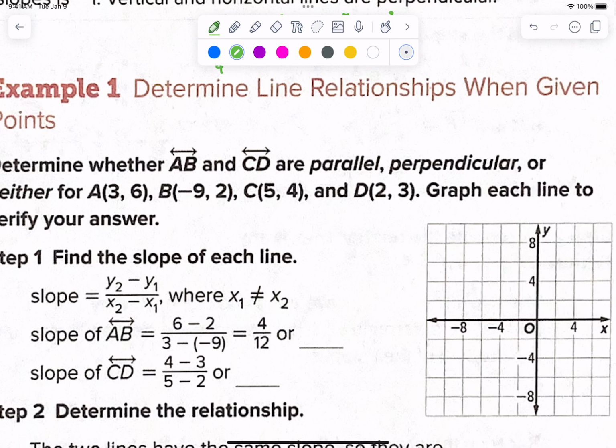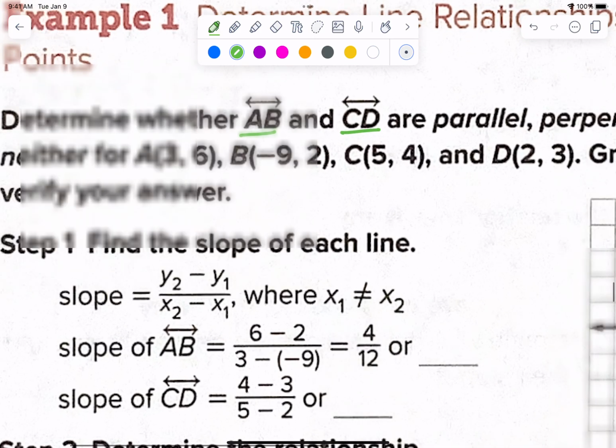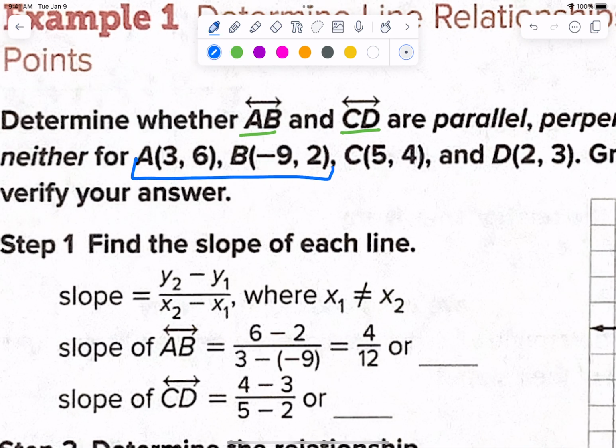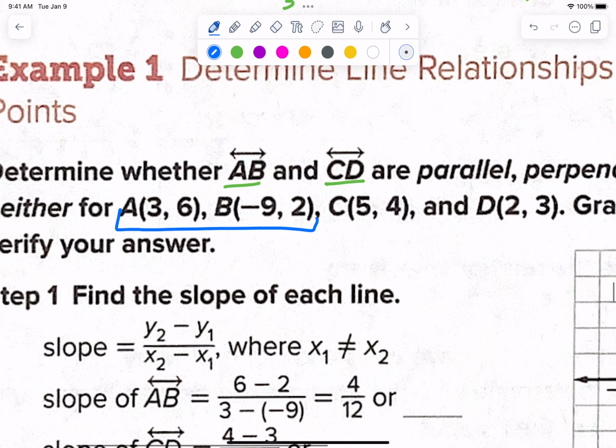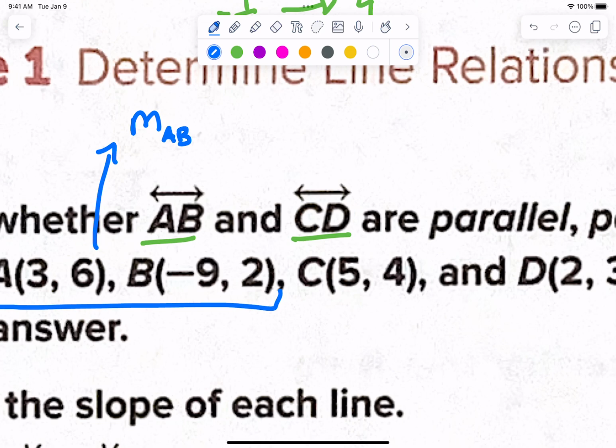So here we go. We are trying to identify if AB, which is a line, and CD, which is a line, are parallel, perpendicular, or neither. They give me points for this. So AB are these 2 points. We want to find the slope, so I'm going to do it up here. I'm going to call it M, with a subscript of AB, so we know which one we're talking about.